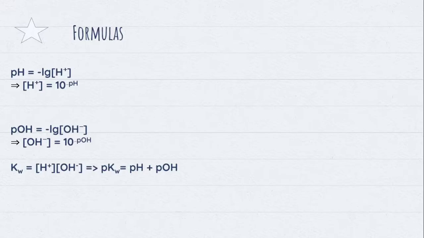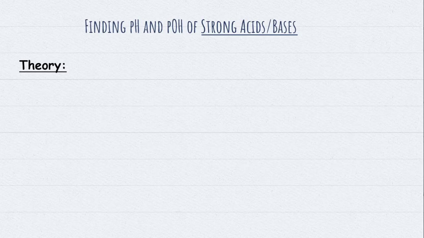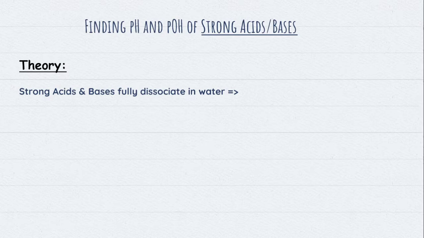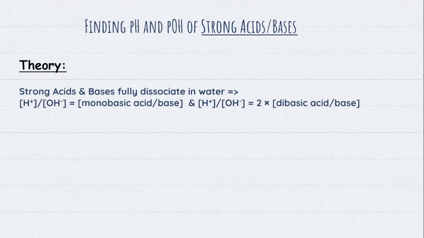Now, with these formulas, it's time for us to calculate the pH or pOH of strong acids and strong bases. First, let's look at the theory. Since we're looking at strong acids and bases, we know that they fully dissociate in water. So the concentration of H+ or OH- will be equal to the concentration of a monobasic acid or base, such as nitric acid or sodium hydroxide.